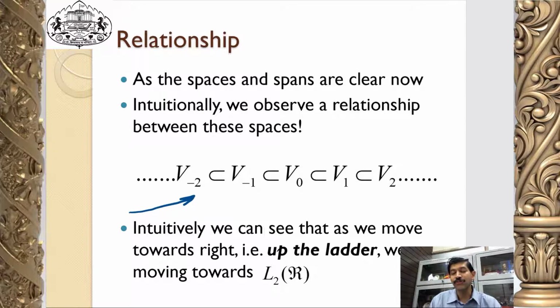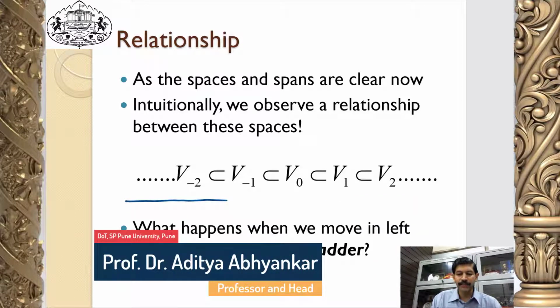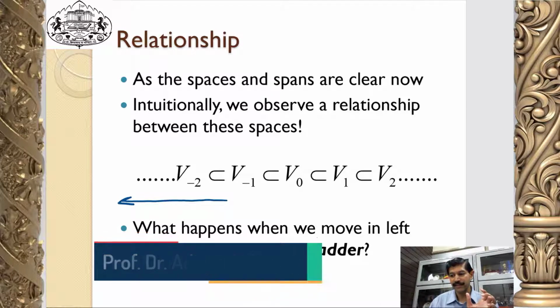So V of minus 2 is a subspace of V of minus 1, which is a subspace of V of 0, which is a subspace of V of 1, and this continues. As we keep moving up the ladder, in this particular direction, the window size keeps on reducing, and eventually we say that we are moving towards the L2R norm. And similarly, as we keep moving down the ladder, that means in this direction, the window of analysis keeps on becoming larger and larger and larger.